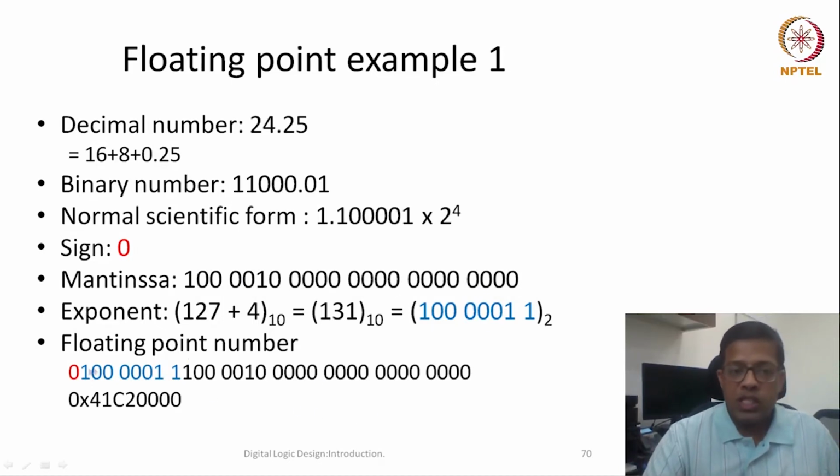Now all these are written in 8 different nibbles. From these 8 nibbles I can construct my hexadecimal number, which is a quick, 1-to-1 representation corresponding to binary numbers. So it is 0x41C20000. This is how we can convert any number into a floating point number.